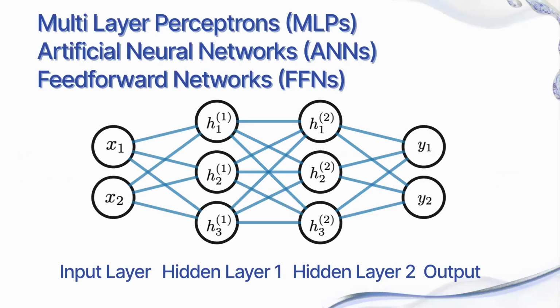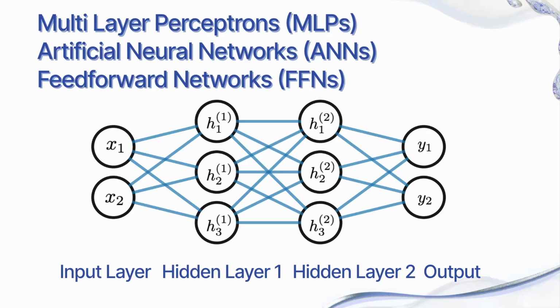Okay, so we move on from a very simple example to a much more complex example. For terminology, you might hear multi-layer perceptron. You might hear artificial neural networks. You might hear feed-forward networks. These all mean the same thing.